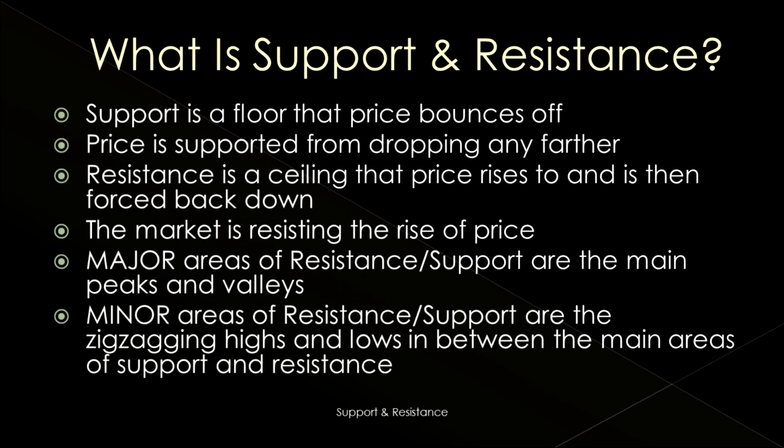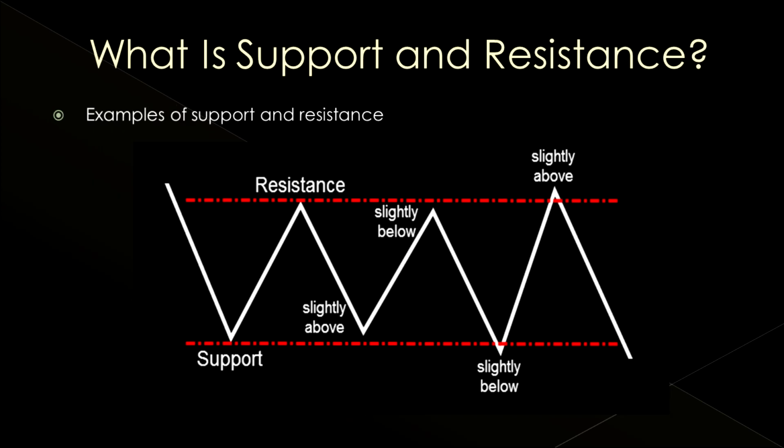Now, support is a floor that price bounces off. Price is supported from dropping any farther, and resistance is a ceiling that price rises to and is then forced back down. The market is resisting the rise or fall of the price. Major areas of resistance or support are the main peaks and valleys. Minor areas of resistance or support are the zigzagging highs and lows in between the main areas of support and resistance. Let's have a look at this image.